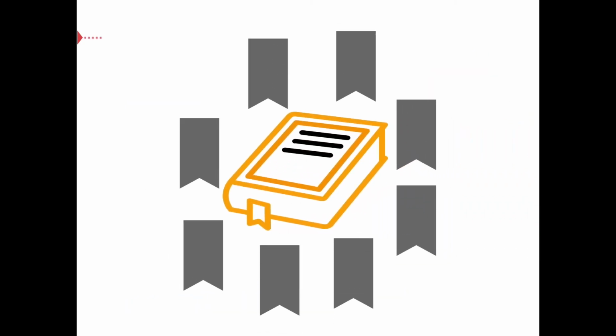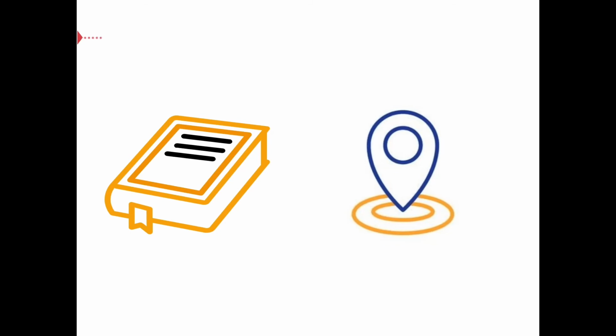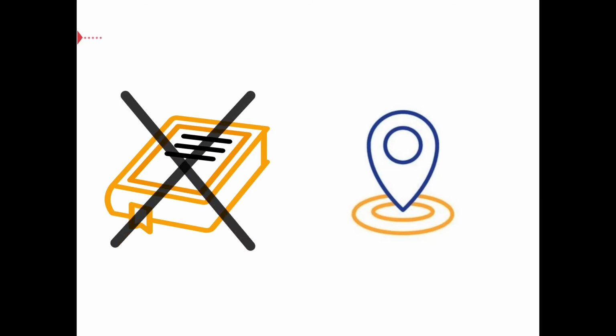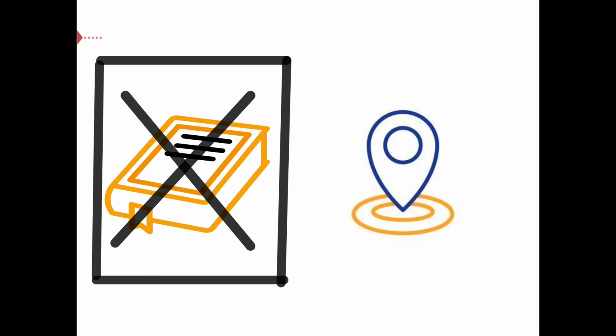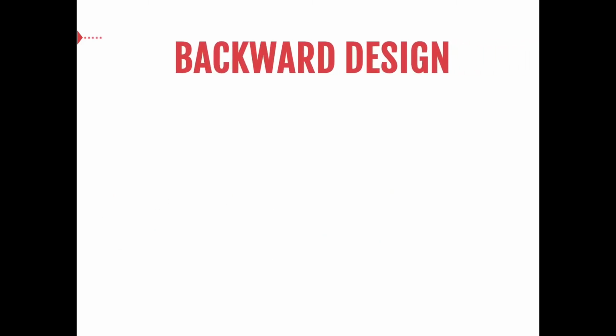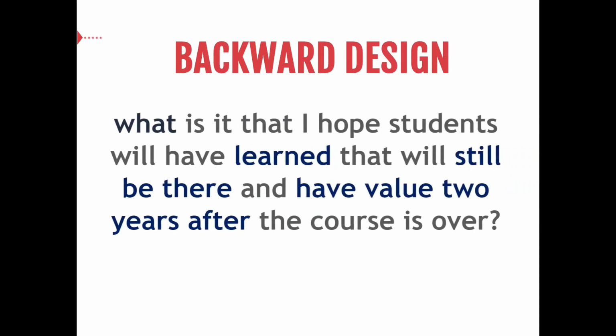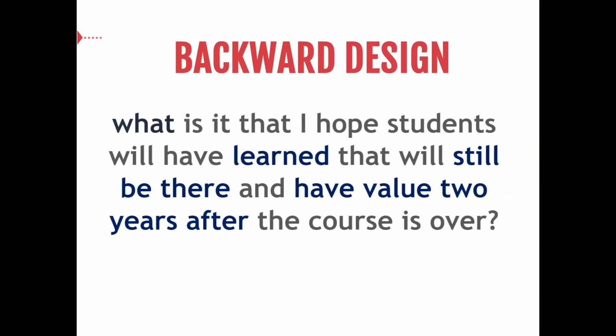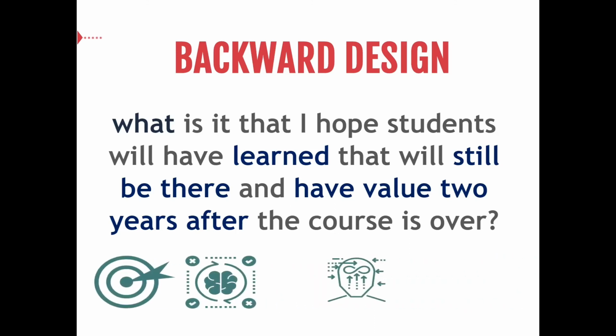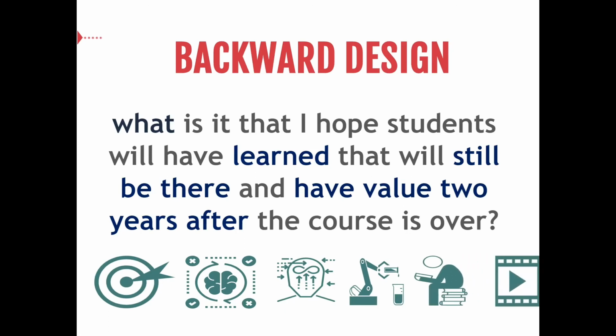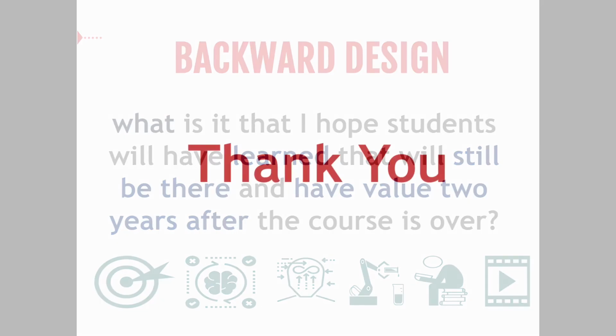Starting with the textbook is very common practice when designing a course, but the tension is that you're starting from the stuff as opposed to the vision. Starting with the content is not wrong, but it limits what you want your students to learn. Backward design asks the question, what is it that students will have learned that will still be there and have value 2 years after the course is over? This gives you a framework to build towards that vision, creating a learning experience that has a legacy long after the end of the semester.